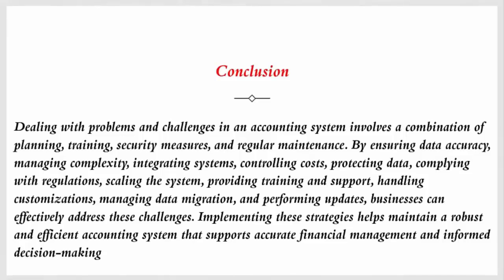Conclusion. Dealing with problems and challenges in an accounting system involves a combination of planning, training, security measures, and regular maintenance. By ensuring data accuracy, managing complexity, integrating systems, controlling costs, protecting data, complying with regulations, scaling the system, providing training and support, handling customizations, managing data migration, and performing updates, businesses can effectively address these challenges. Implementing these strategies helps maintain a robust and efficient accounting system that supports accurate financial management and informed decision-making.